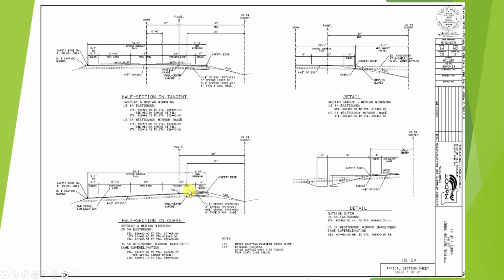You can see there's some super elevation going on here with this half section on curve. We're going to talk about all these terms as we go, but you'll see that. And you'll also notice again, what's important is this typical section will take place during the station ranges they list below. Okay, so that's the important part about it. We want to see this at these station ranges.